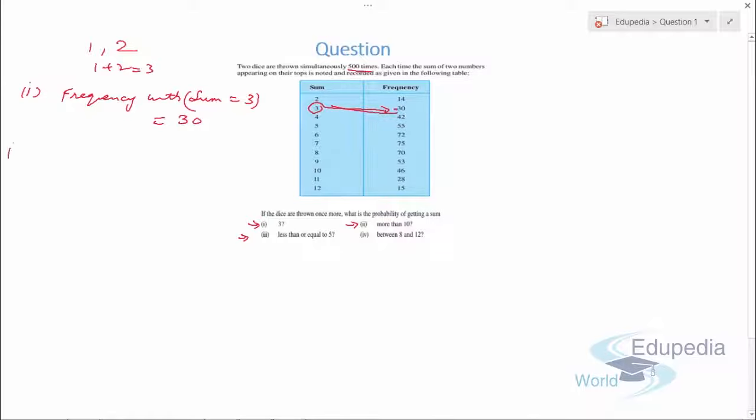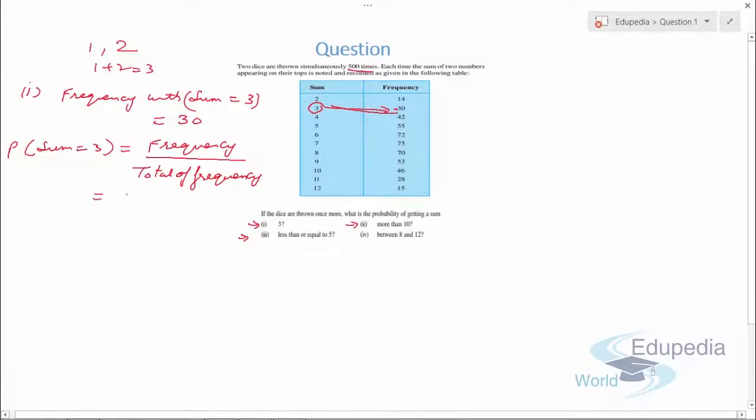Now we can say that the probability with sum equal to 3 equals the frequency given for the sum equal to 3 upon the total of frequency. So this will come out to be 30 upon 500. When you solve this, it will come out to be 3 by 50. So this is how we have to solve this question.